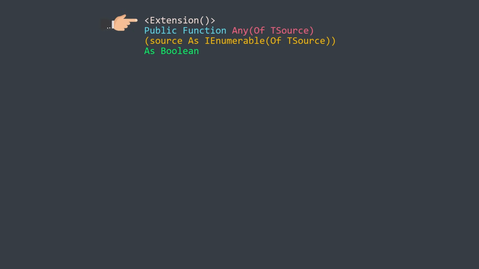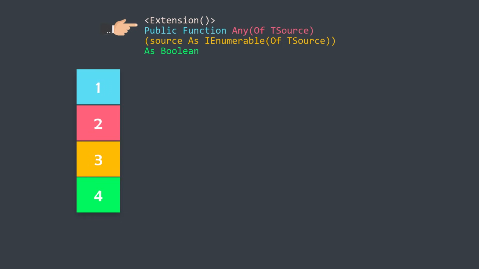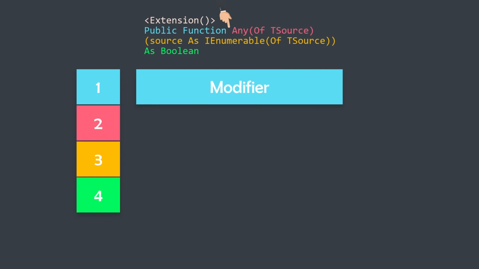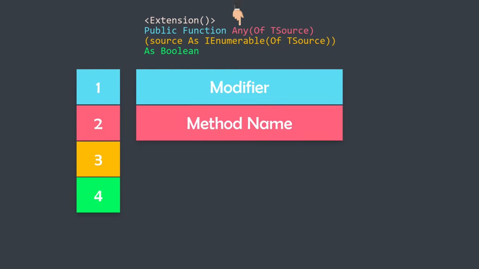The method consists in general of 4 parts. We always have at the beginning, public function. So, it's a public function, not private or something else. All methods under enumerable and queryable classes are public functions. This will be called a modifier. After that we have the method name, for example here it's any.